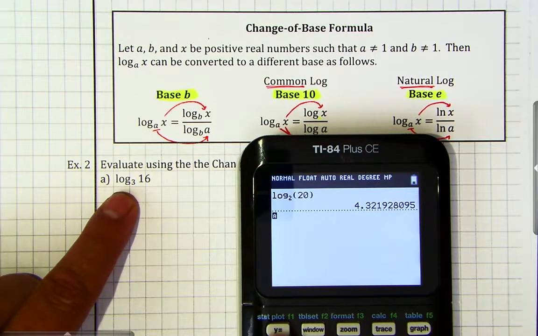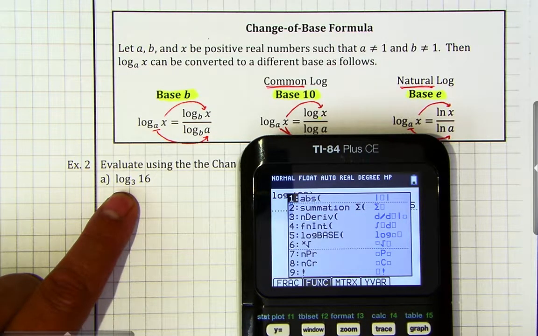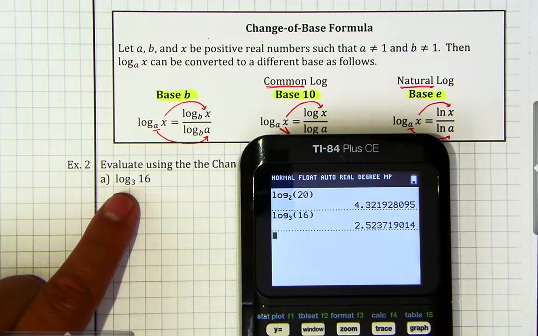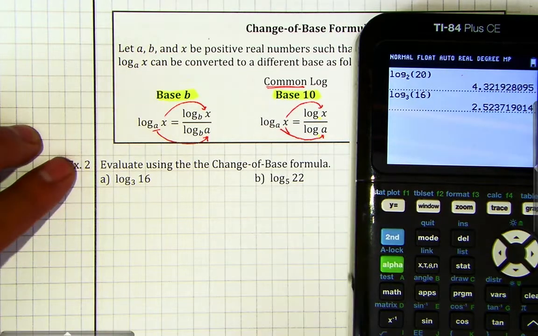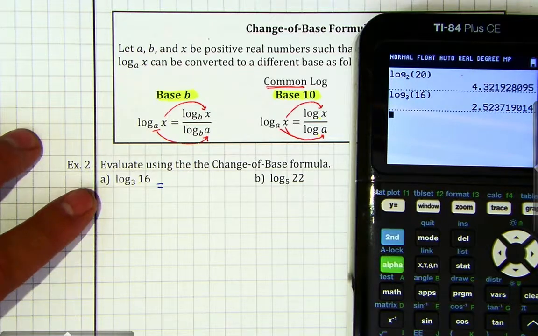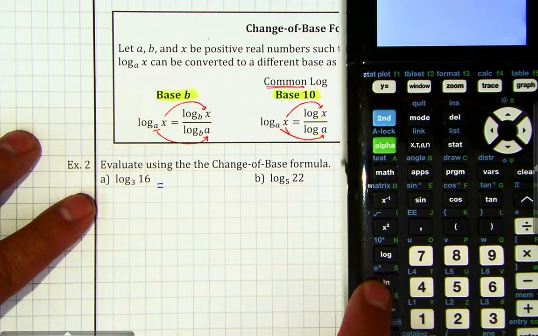But in this case, if I want to evaluate it, I can go under the math function, go down to number 5, then press 3 of 16. That was not possible before. Before, in order to evaluate this, we needed to use the change of base formula to change the base. And we wanted to change to either log or ln. And you get to choose.